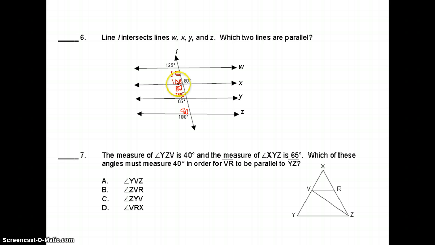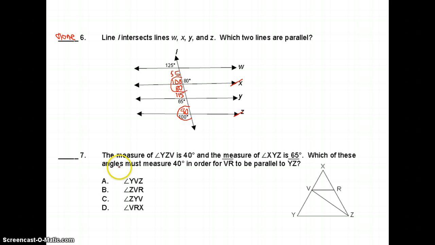I see a problem. Here the 100 is on top of the line, and here it's on the bottom of the line. So even though they're the same numbers, they do not match up. So do not say those are parallel. In this case, the answer is none. And it's always a possibility for your answers.